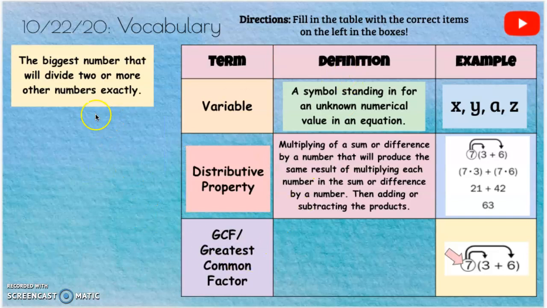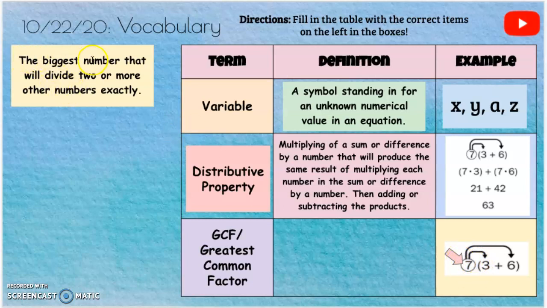All right, let's take a look at the last one. Let's hope this matches up. So our term is the GCF, which stands for greatest common factor. The definition, we need to figure out what that is. And the example, so remember when we're factoring out using our greatest common factor and the distributive property, that greatest common factor is going to go in the front of the parentheses.